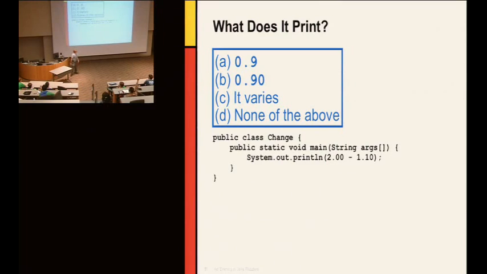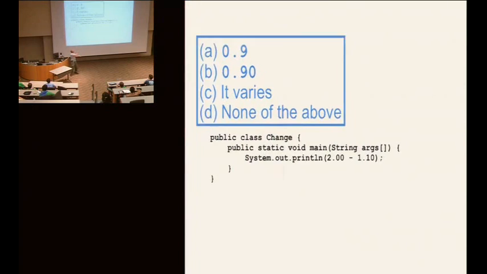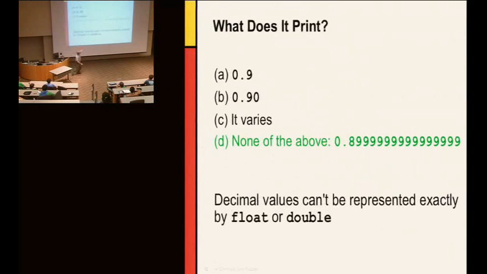About 15, 20. And how many people say none of the above? About 25. And those of you are right. It turns out that this one prints 0.89999999. And the reason is because decimal values cannot be represented precisely using binary floating point arithmetic.